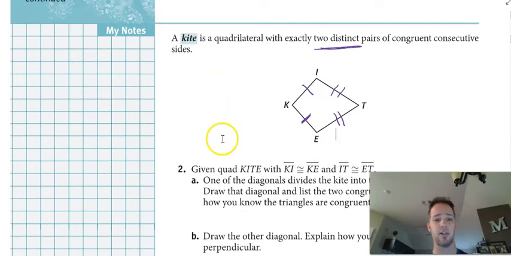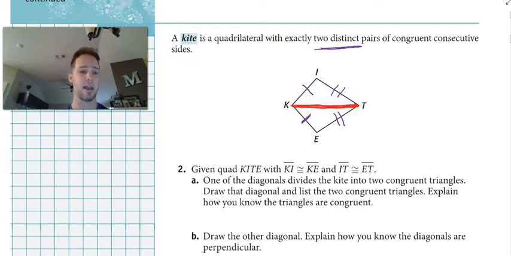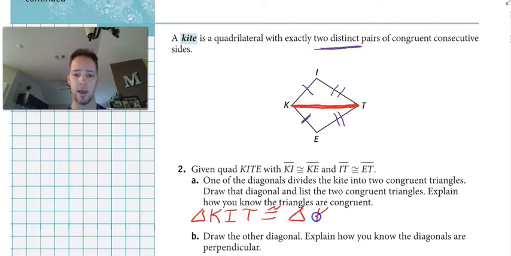So given we have quadrilateral KITE, and KI is congruent to KE. We already labeled those with our little tick marks to show they're congruent. IT is congruent to ET. Got that part labeled on there as well. It says one of the diagonals divides the kite into two congruent triangles. If I draw this one, the top and the bottom look like a reflection of the exact same triangle. So draw this diagonal and list the two congruent triangles. Triangle KIT is congruent to triangle KET.